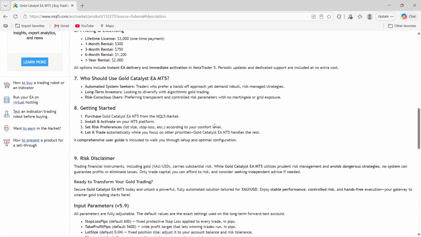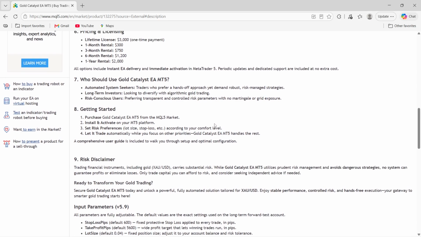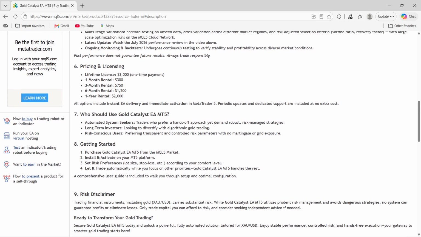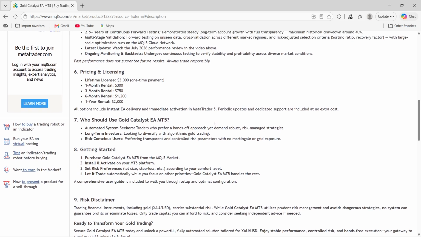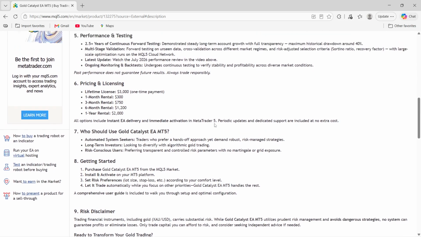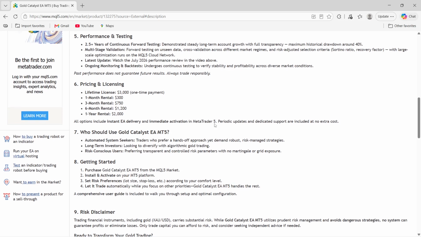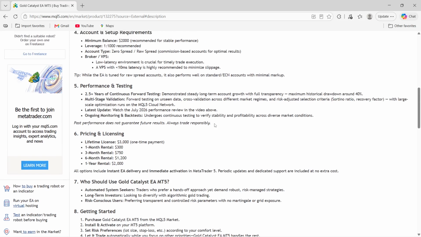Right, as for the nuances, implications, and hidden risks, gold is news sensitive and volatile. Slippage can occur on catalysts. It needs a low spread broker, and so in practice, monitor major events.